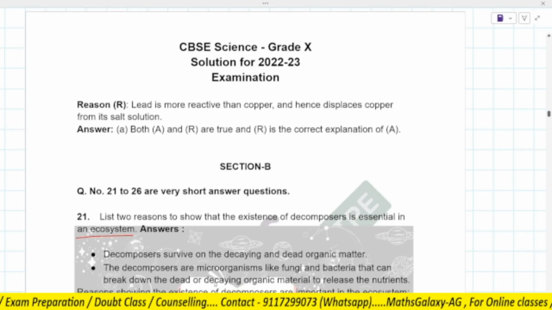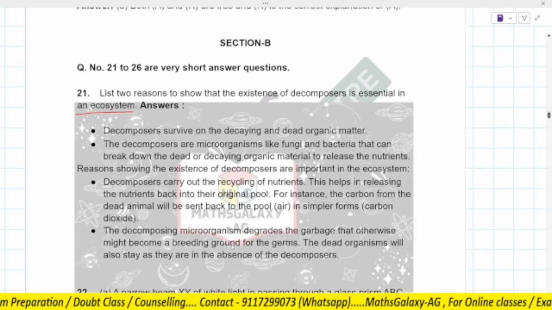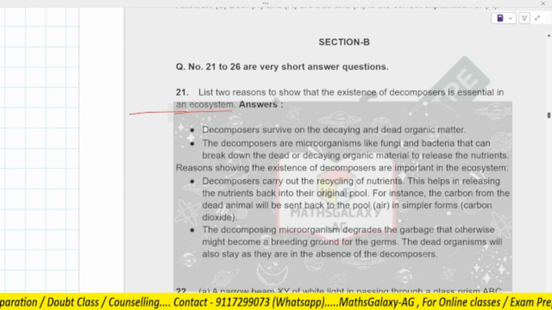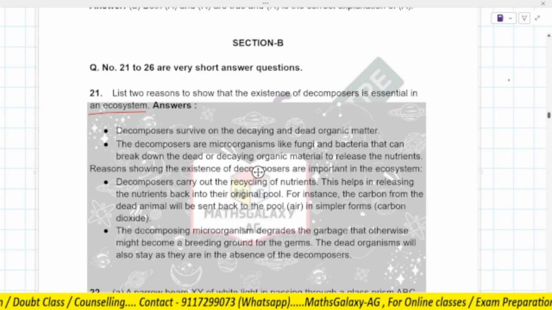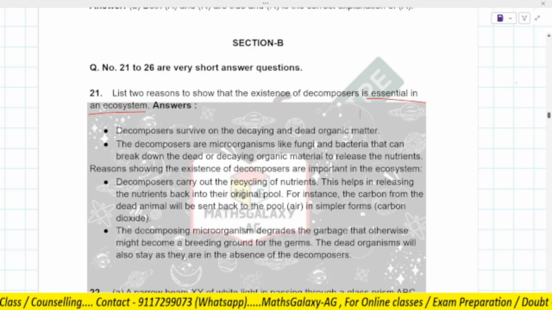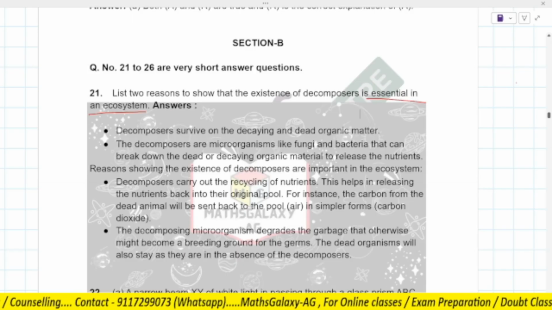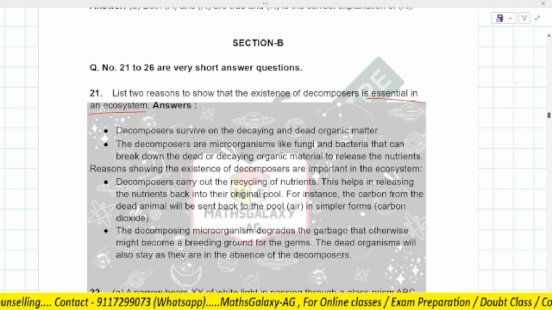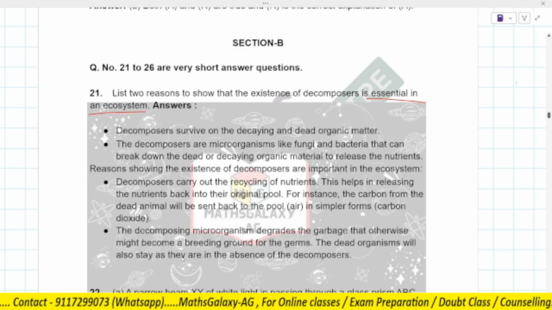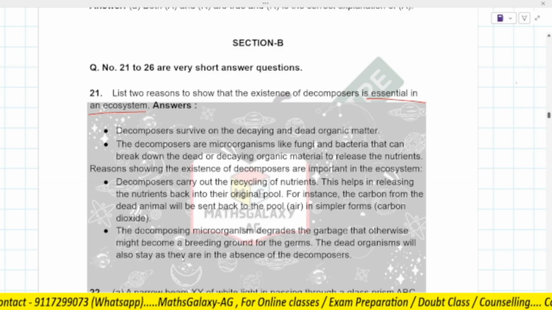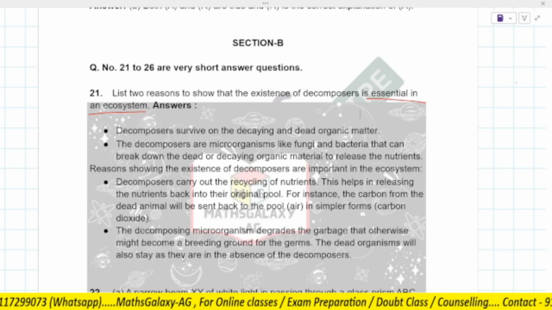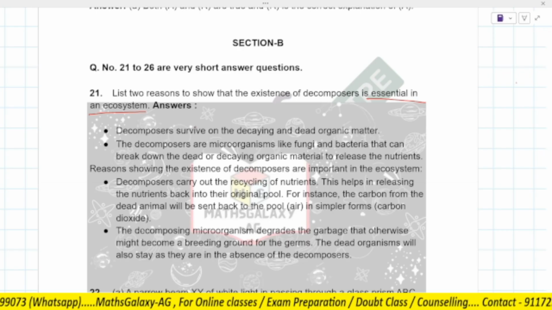The two reasons to show that the existence of decomposers, like bacteria, है ना, is essential in the ecosystem: so that there will be no dead or decaying material. They eat the material. That is why there will be no dead and decaying waste. Yes, very good.